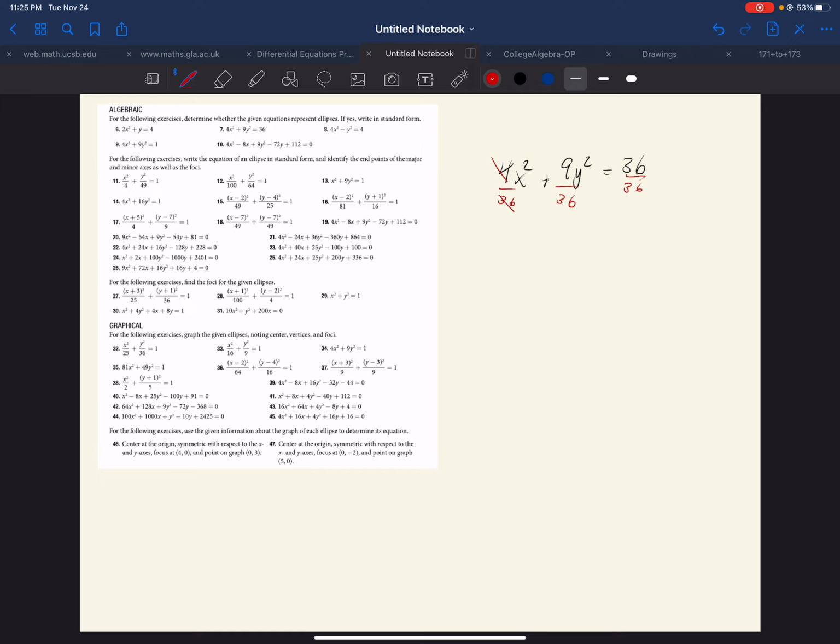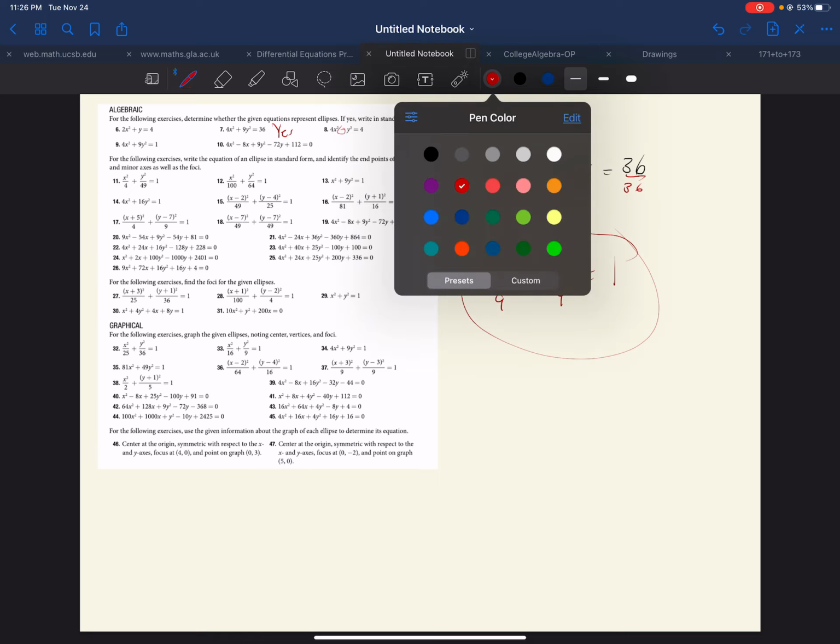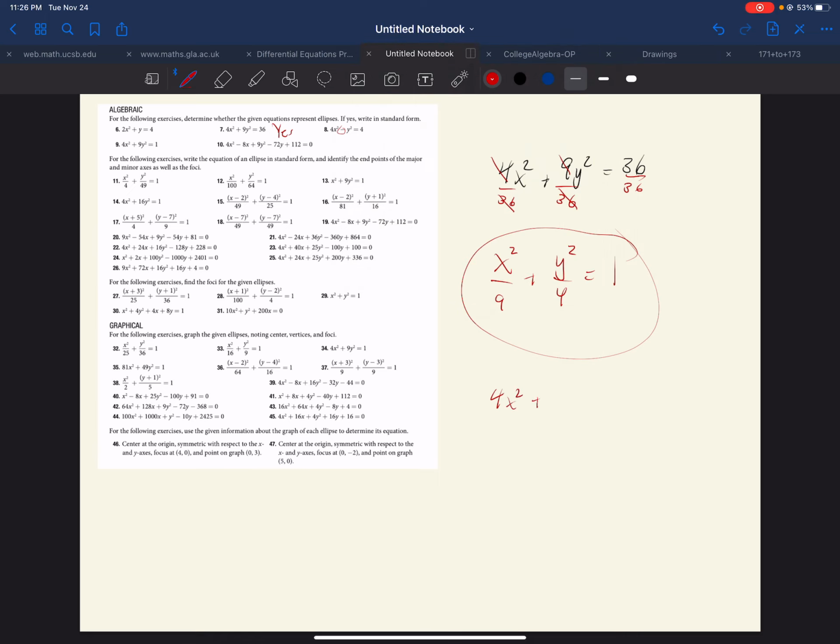And 4 goes into 36 9 times, so I'd get x squared over 9. 9 goes into 36 4 times, y squared over 4. And now it equals 1. And so that's standard form, and the answer to that is yes. Here there's a minus in between, so the answer to 8 is no. The answer to 9 is yes, but in 9, you have 4x squared plus 9y squared equals 1.